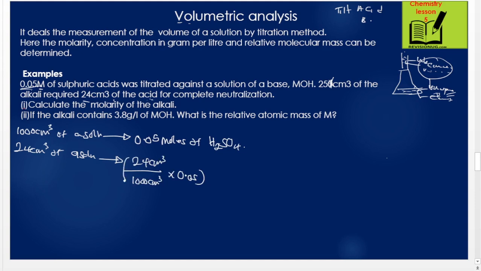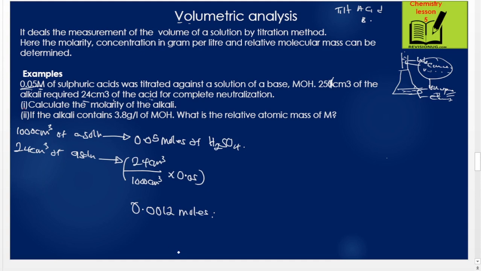So let us compute this one and see what we are getting. This is 24 divided by 1000, then times 0.05. So what are we having? We are getting 0.0012 moles there. Now after getting this, we have obtained the moles.